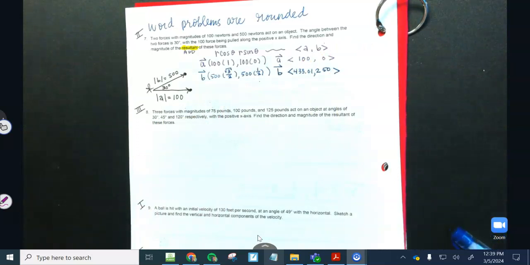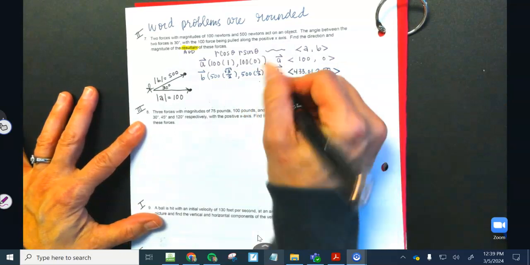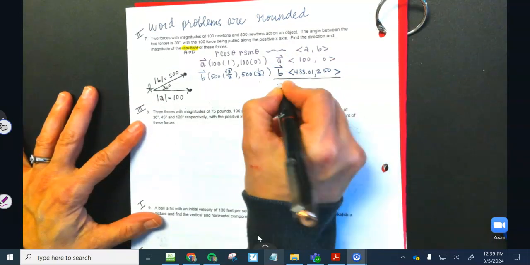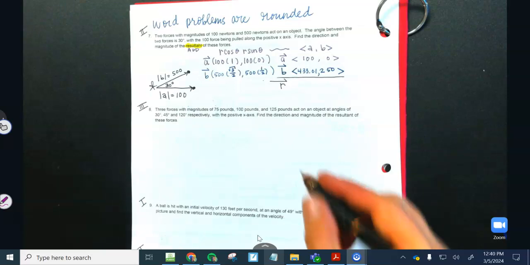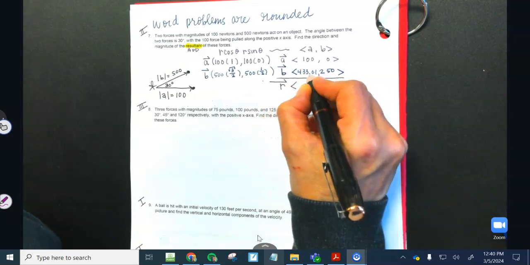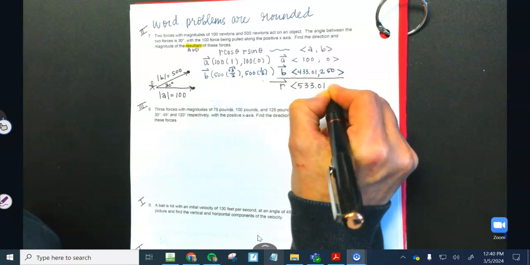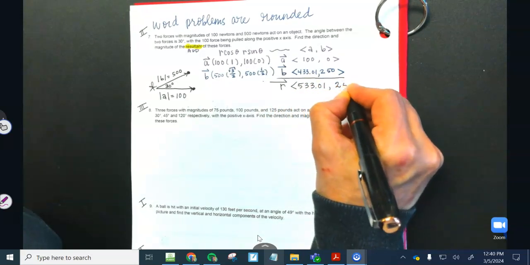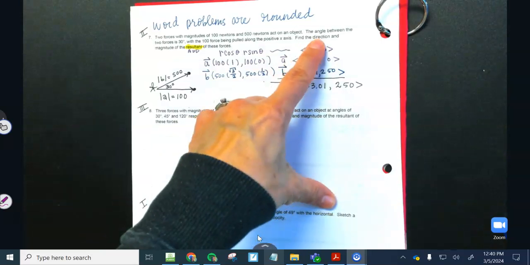All right, time to add them up because that's going to be the resultant. Now, when we add them up, we're going to call this vector R, and that's pretty common for when you add up vectors. You might see something titled vector R after something's added again. All right, so vector R is going to be 433.01 plus 100, so 533.01. 0 plus 250 is 250. We did all that work. Now we can finally start answering the questions.